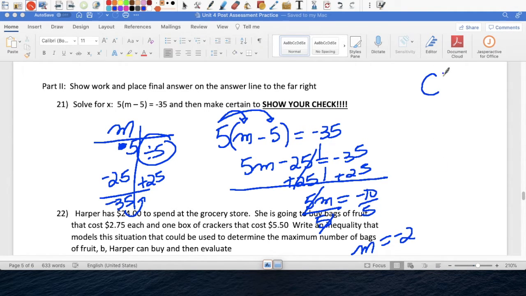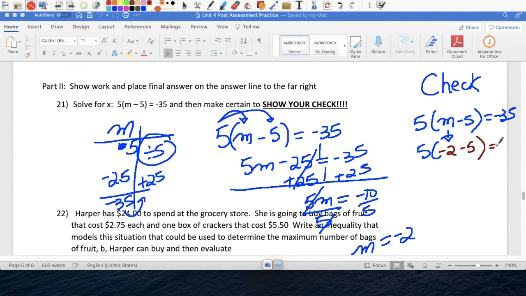Now we got to do our check. So 5m minus 5 equals negative 35. 5, and the m here, I'm going to change that. I'm going to put negative 2. Okay. Minus 5 equals negative 35. So let's do it inside of parentheses. Negative 2 minus 5 is negative 7 equals negative 35. What's positive times a negative? Negative. What's 5 times 7? 35. And that equals negative 35.